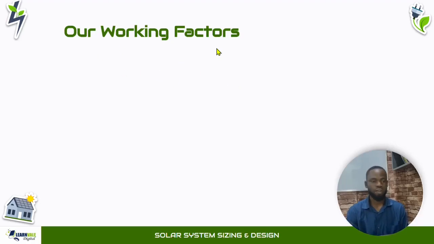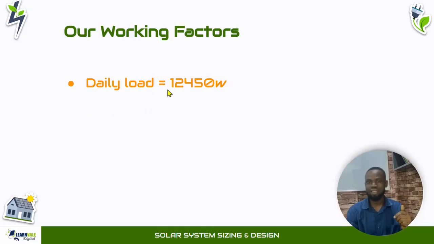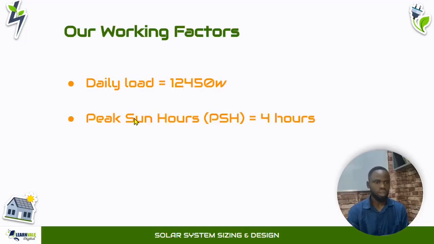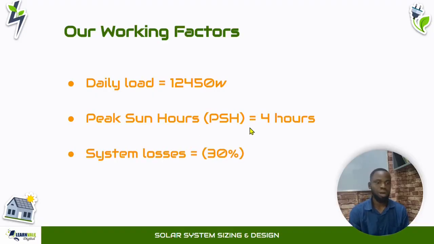Now, what are our working factors? Our daily load here, based on our analysis earlier on, is 12,450 watt hours. We also have peak sun hours. Our peak sun hour here is 4 hours. That is what we are working with. Then also our system loss, we are going to be working with 30%. So let's get started.